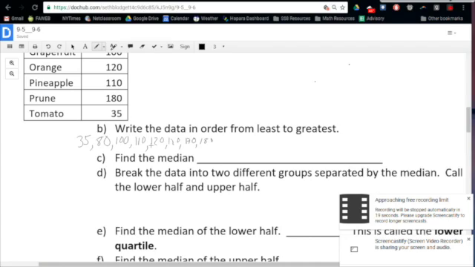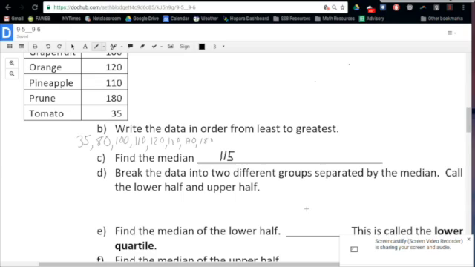And that is 115. Actually, I can basically do that by taking 110, adding to 120, and that gives me 230, divide that in half, and I get 115. So the median of that data is 115. Now I'm going to break the data into 2 different groups separated by the median. So if I draw a big line right through between 110 and 120, that is where my median, 115, is. Now I have the 2 sets of data: 35, 80, 100, and 110, which is my lower half of the data, and my upper half of the data, which is 120, 120, 170, 180.